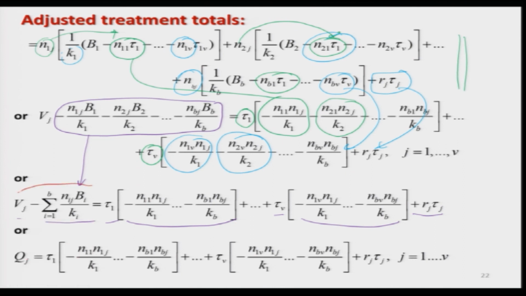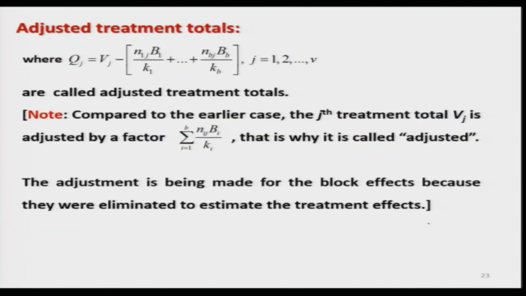Right. Now, the same thing which I have written here as this quantity V j minus summation over i of n i j b i by k i, I can denote by q j, and I write down all the terms as such. This q j is given like this. This is called the adjusted treatment totals, right. You have a term like V j minus n 1 j b 1 upon k 1 and so on, up to n b j b b upon k b.